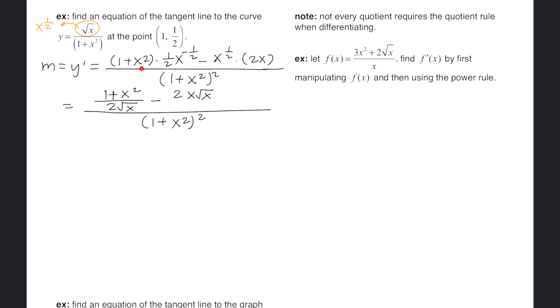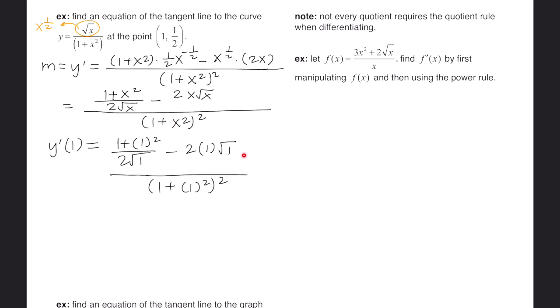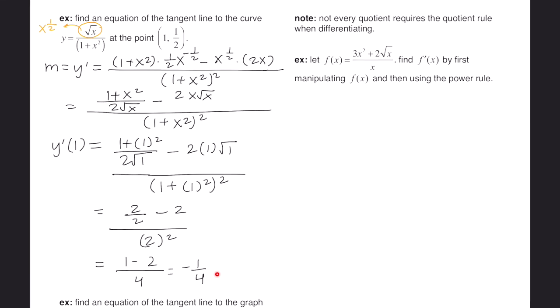So I rewrote this part of the problem as 1 plus x squared over 2 root x, and then right here I just rewrote this as 2x root x. So at this point, we could just take our x value, plug it right in, and we can get our slope. So I plugged 1 in for all the x's, and now we'll simplify. And you end up getting negative 1/4 for the slope. So taking our slope and our point, plugging it into the point slope formula, you get y minus 1/2 equals negative 1/4 times the quantity x minus 1 for the equation of our tangent line.